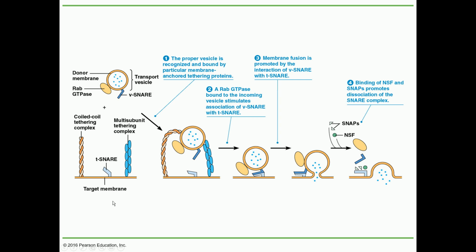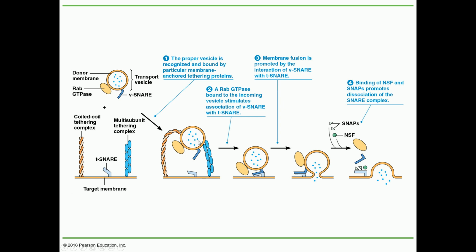Now let's learn from this slide. You can see this is the vesicle and this is the V snare. Then there is another protein associated with this vesicle, called RAB-GTPase. This is the vesicle and this is your target membrane. The vesicle has a V snare and your target membrane has a T snare. And there are some tethering proteins on the membrane. The proper vesicle is recognized and bound by particular membrane-anchored tethering proteins. So this vesicle will be recognized and bound to a particular membrane by these proteins.